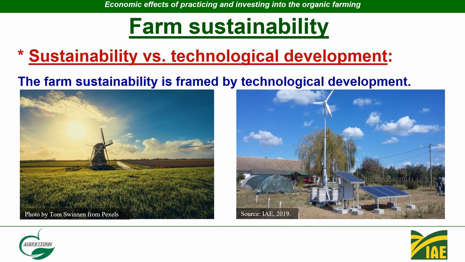Farm sustainability is framed by technological development or by the use of those technological alternatives that lead to decrease or elimination of negative environmental consequences and simultaneously strengthen the economic efficiency of the farm, while they are not opposed to the development goals of the local community. In addition, of general interest are the production alternatives that improve the quality and quantity of produced food, especially if they are ecologically labeled.